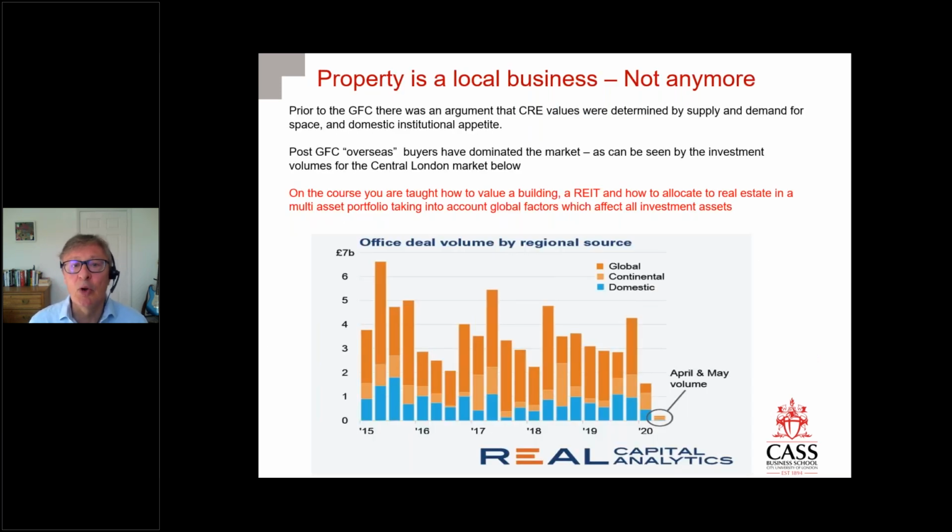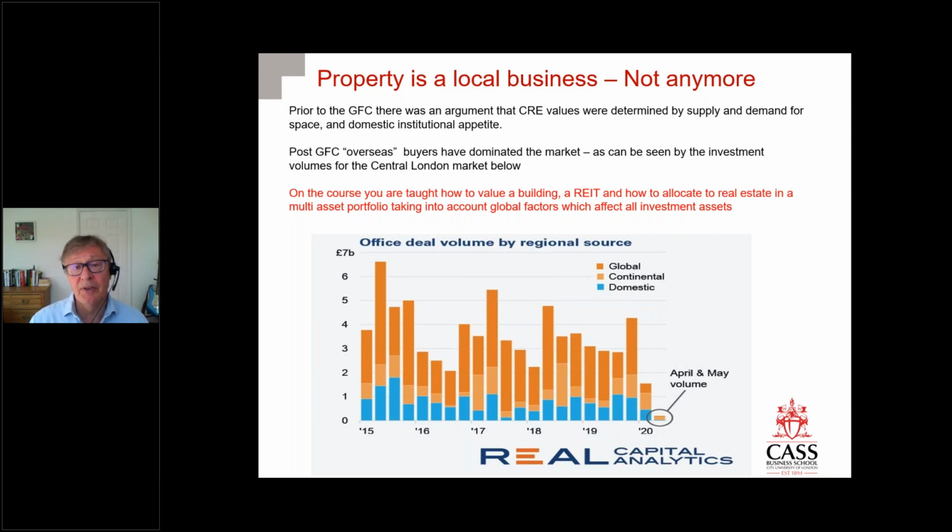So let's have a look now at the second axiom that people have said, and that is that property is a local business. Well, that might have been the case, but certainly isn't the case anymore. In the UK, it was broadly until the early 90s that it was a very domestic business, and globally, it has become a global business post the GFC.